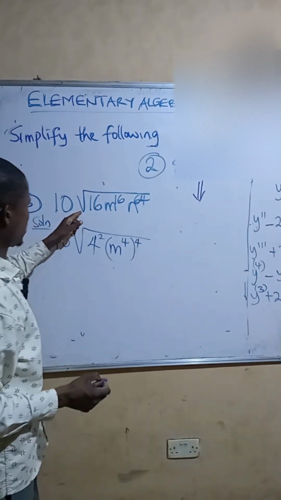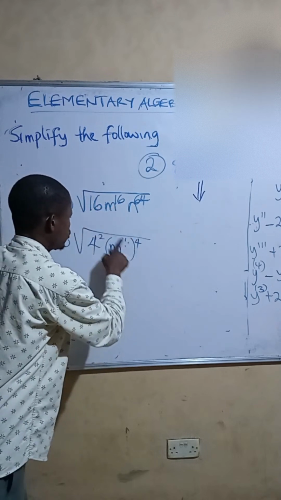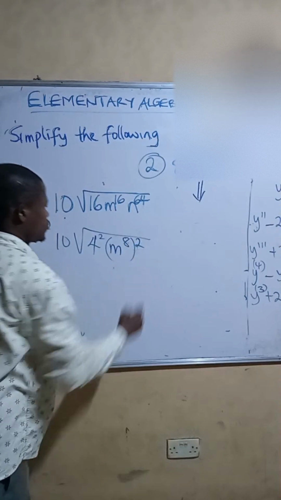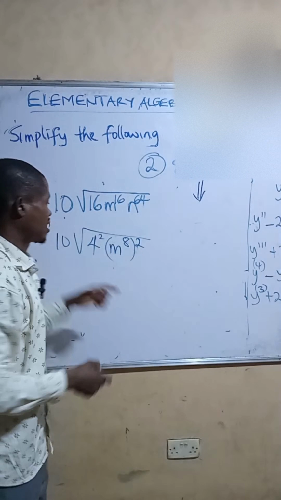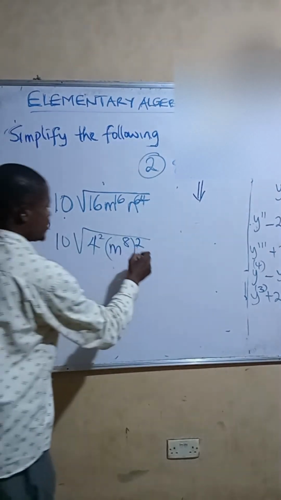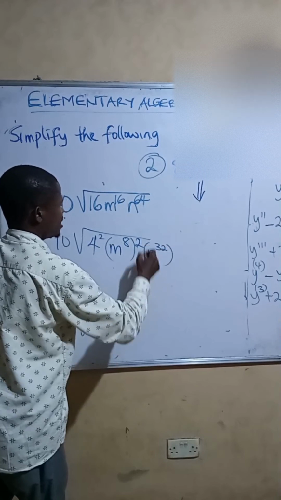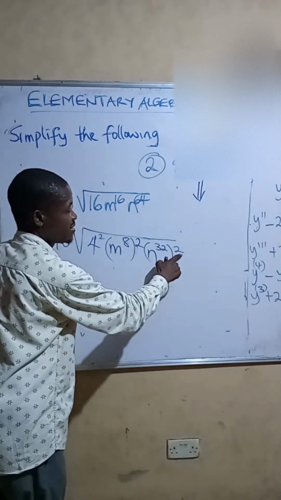Can it be 4? I want the square root to remove the... so that will be 8 and 2. 8 and 2. The square root will remove these 2. By the time we remove the square root, and then n^64, that will be n^32, and then 2. The square root also will take care of this external power.